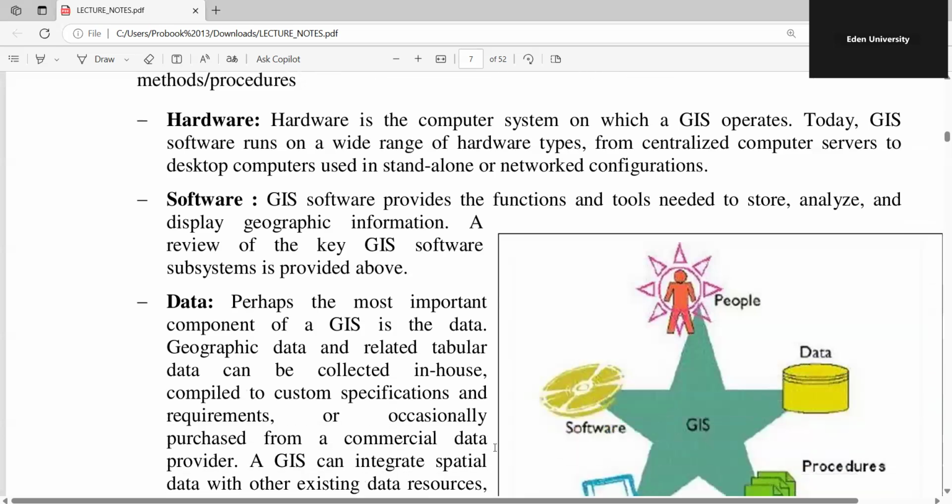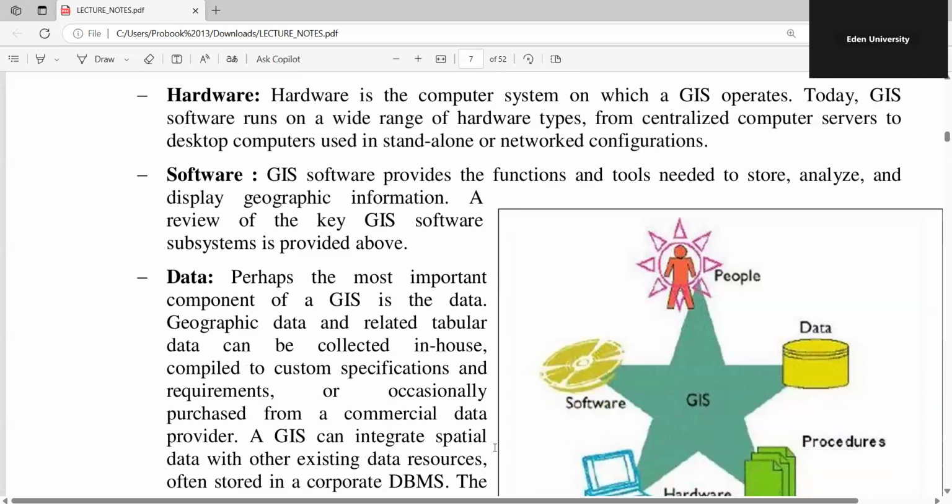Software. Software provides the function and tools needed to store, analyze, and display information. So a review of the key GIS software systems. Okay, we'll look at a review of such systems.